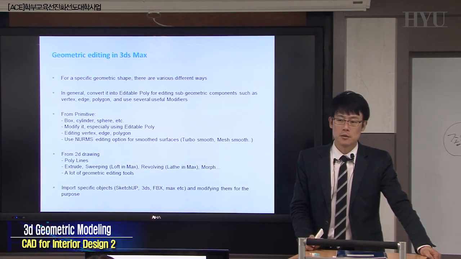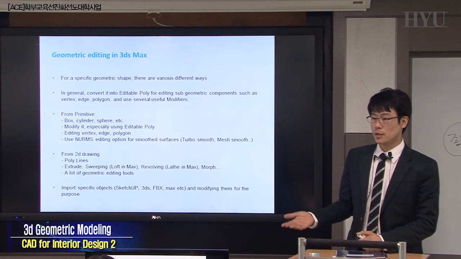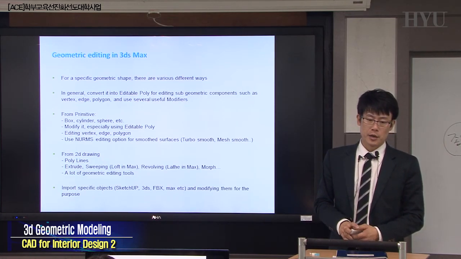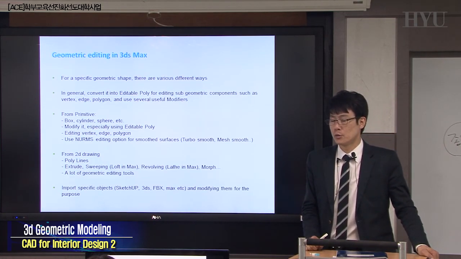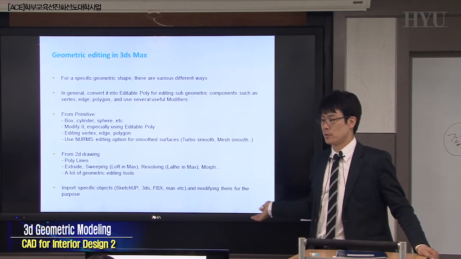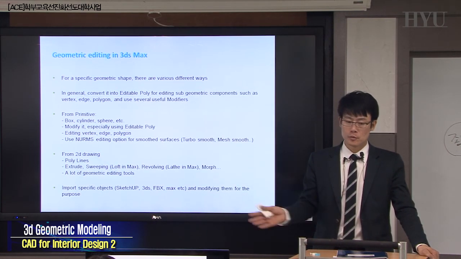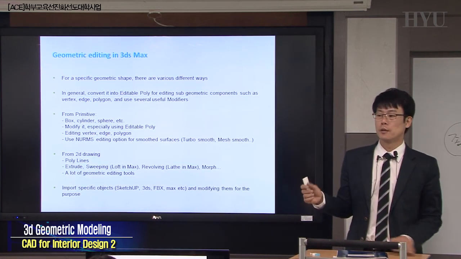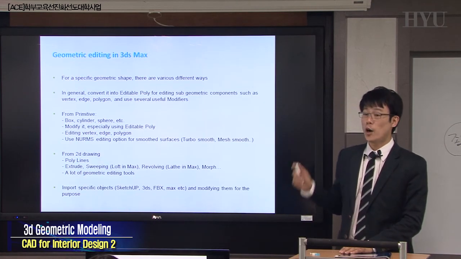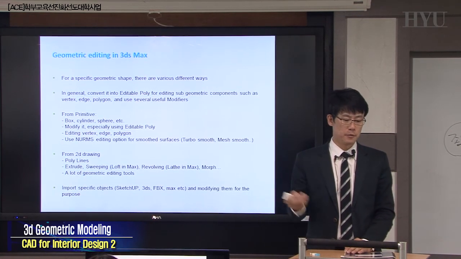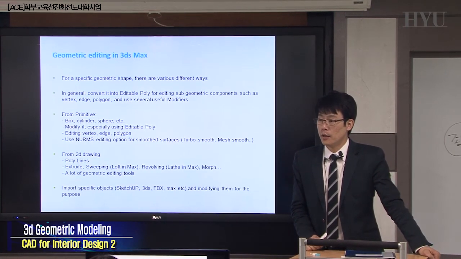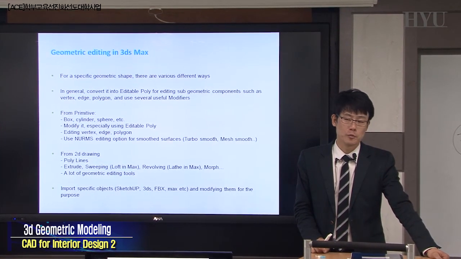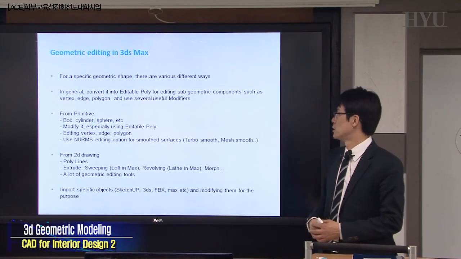But there are several different types of utilities and some powerful tools in 3D software. Especially in 3D Max, there are more than 100 modifiers to modify your geometry. Actually, you don't need to know everything. Let me tell you the very frequently used and very useful, powerful modifiers, especially for interior architecture design. And then you can take advantage of such modifiers and some powerful tools when you create your geometry.